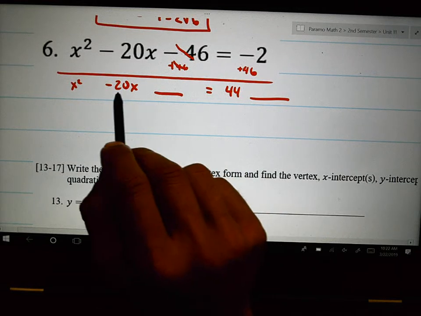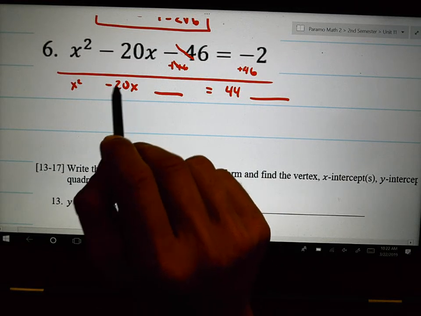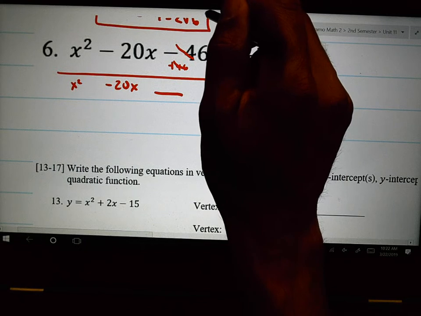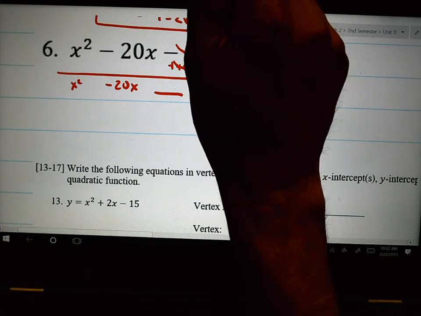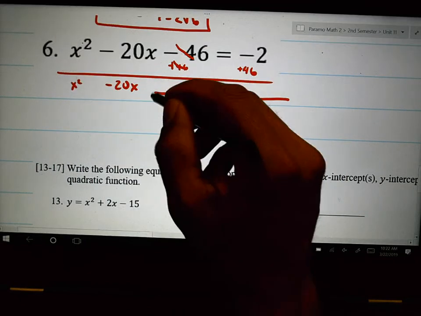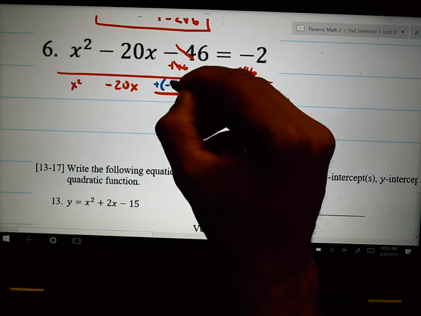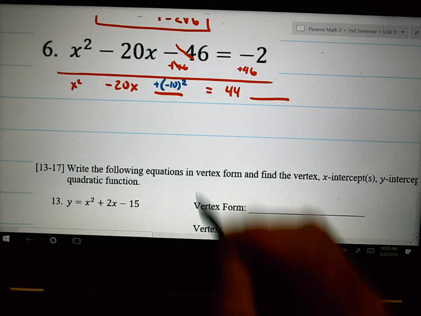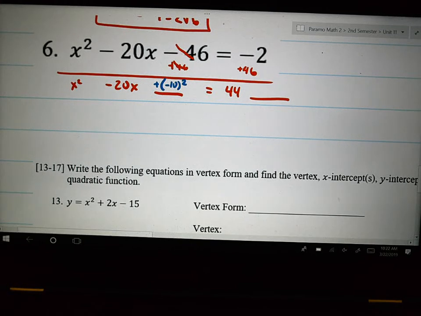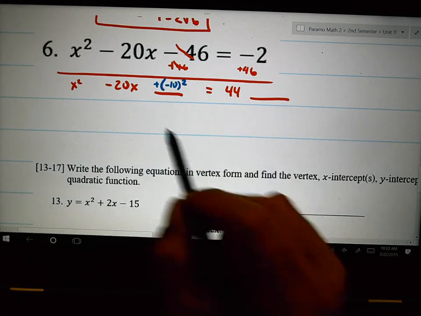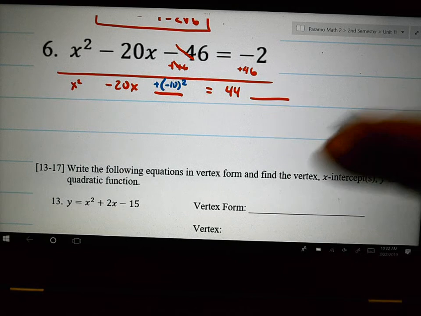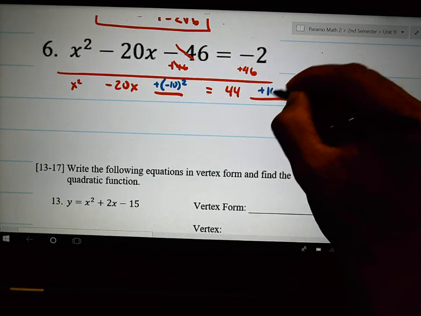I'd look at this negative 20 and then I add half of it squared to both sides. Half of negative 20 is negative 10, and I have to square that to make that perfect trinomial square. I put the negative inside there, even though negative 10 times negative 10 is a positive 100 on this side.